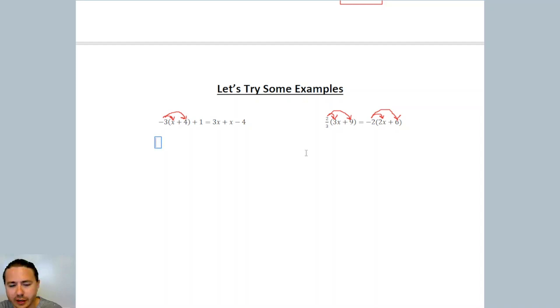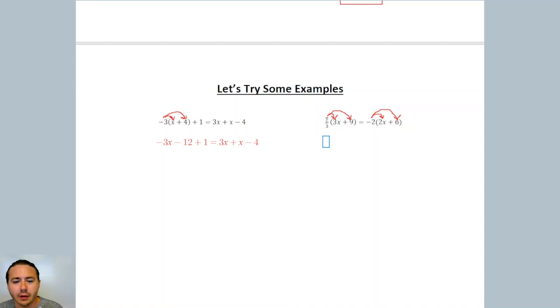So that's going to give me -3x minus 12 plus 1 equals 3x plus x minus 4. Now you might be tempted to go ahead and start combining like terms on the previous step, but I would really recommend keeping those steps separate. If you've got multiple distributive properties or multiple combining like terms, feel free to do those on the same step. But if you're using 2 different properties, best to avoid doing them on the same step. It will make your work cleaner, and it'll make it less likely that you make an error.